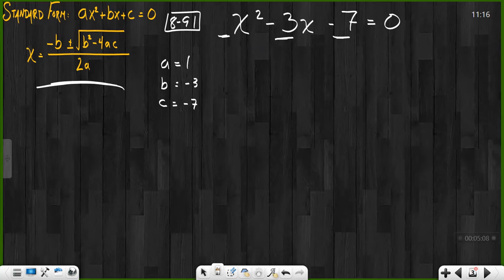Then I'm going to use my quadratic formula over here, and I'm going to plug in the values where they go. The first up is negative b. That means the opposite of b. In this case, b is negative 3, so the opposite of negative 3 would be 3. Plus or minus, I'll talk about what that plus or minus means in a moment.